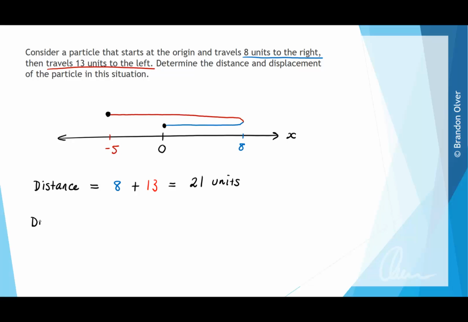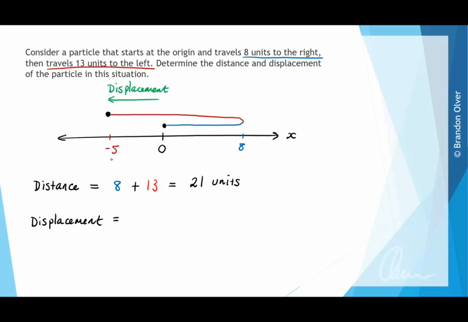Next up, we need to work out what the displacement of the particle was, and the displacement is different to the distance. So the displacement indicates how far away from the start the particle is and the direction of where it has ended up. So this is the displacement.